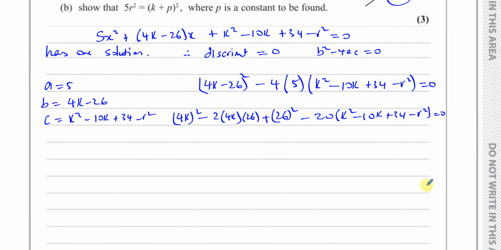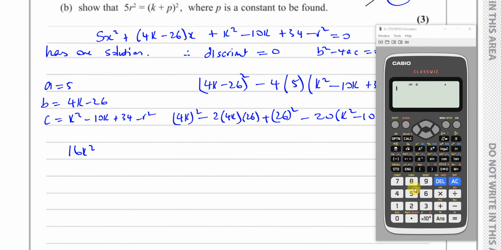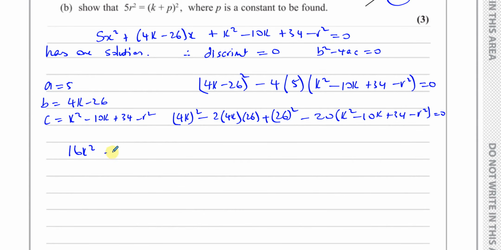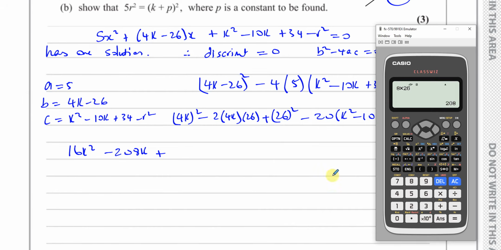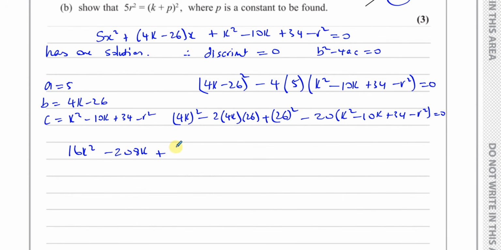So let's simplify this. 4k squared gives you 16k squared. That's going to give you minus, that's 8 times 26. I think I need the calculator for that. So you have 8 times 26, which is 208. So that's negative 208k plus, and then you're going to have 26 squared, which gives us 676.